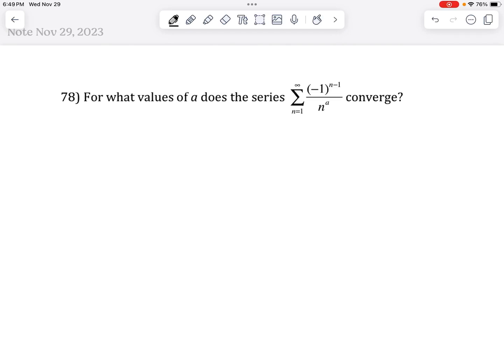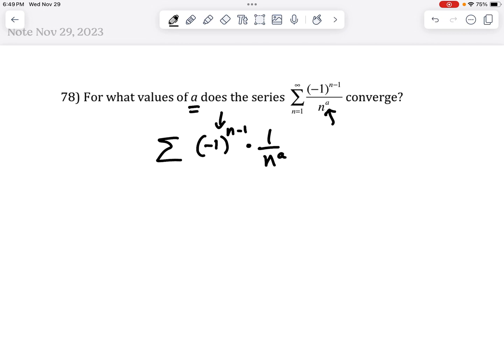Here is an interesting twist on an alternating series. For what values of a can you have as that exponent so that the series will converge? So first of all, I could rewrite this as take this (-1)^(n-1) part, move it to the side, and then times the 1 over n to the a. And so this part right here is what's making it alternate.